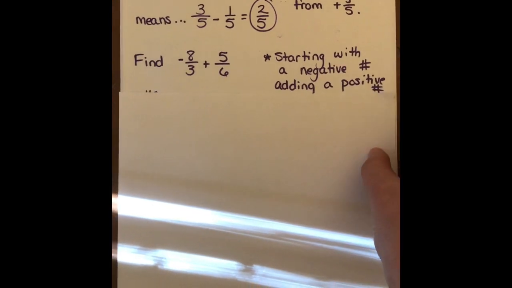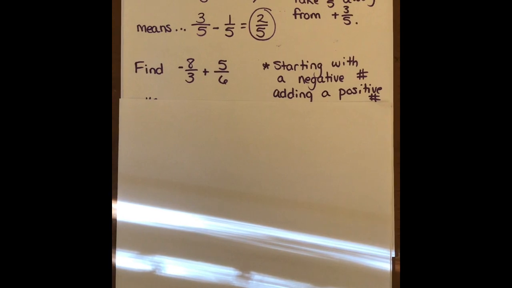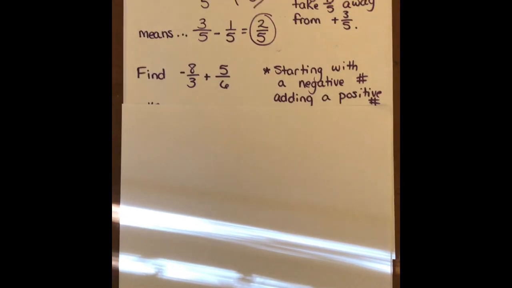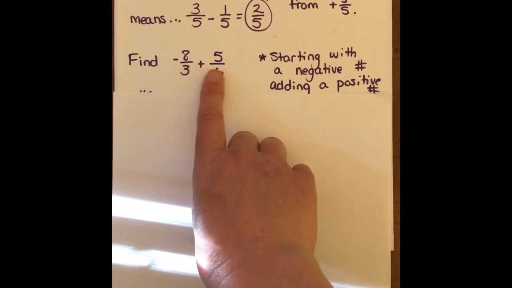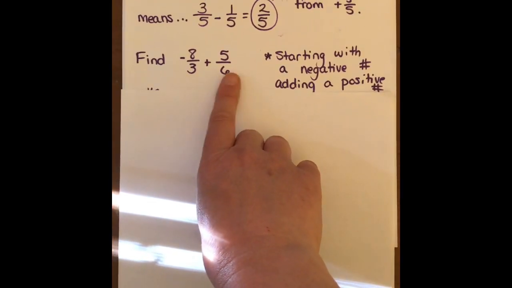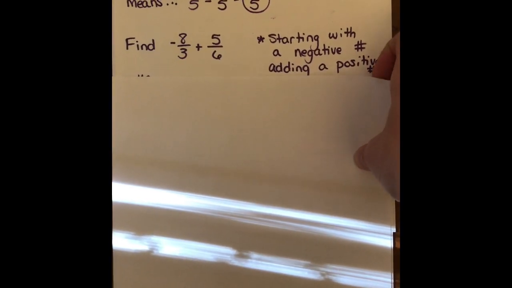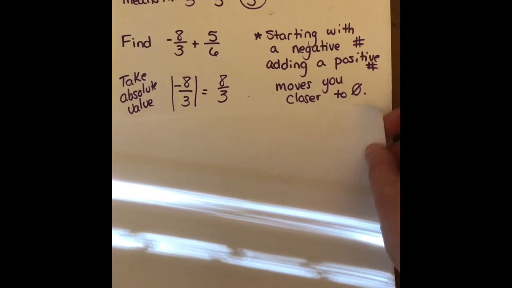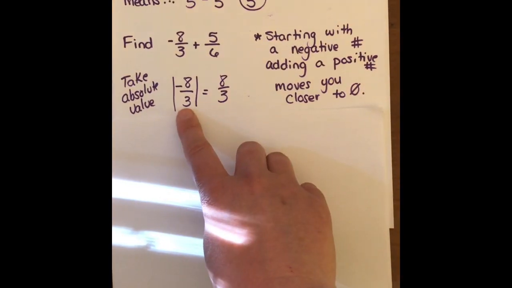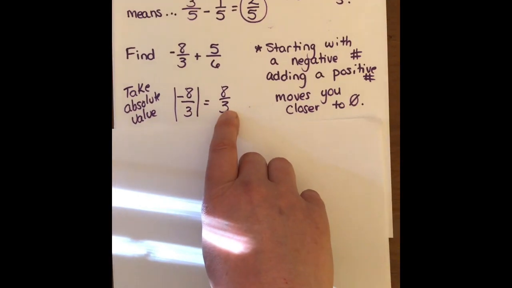Another example. We have negative 8/3 plus 5/6. So think about this. Your negative 8/3 is the larger number. So your answer is going to be negative in this problem. Starting with a negative number, adding a positive number here, it's moving you closer to 0. So in the book, it tells you to take the absolute value of negative 8/3, which would just be 8/3.